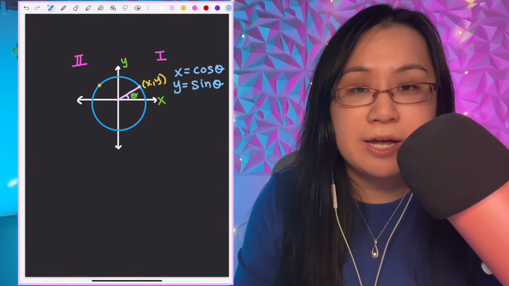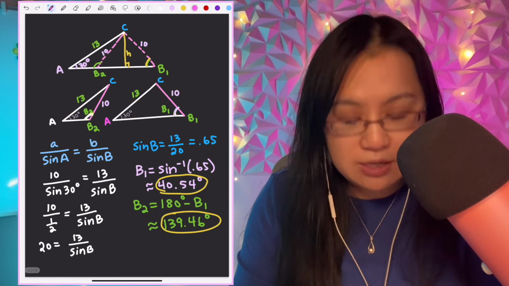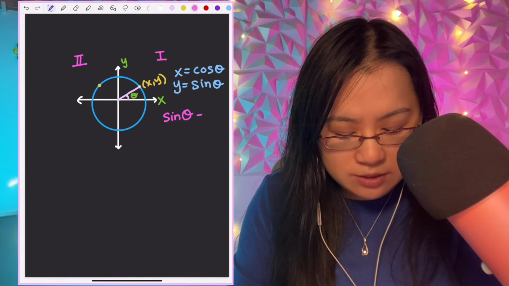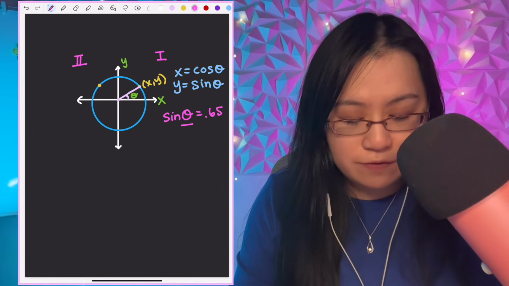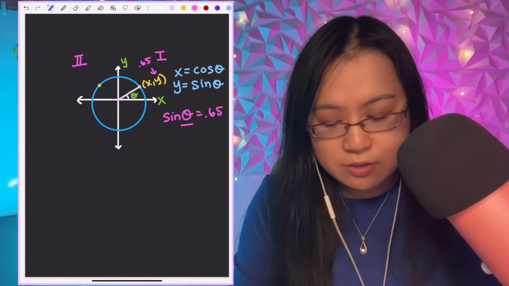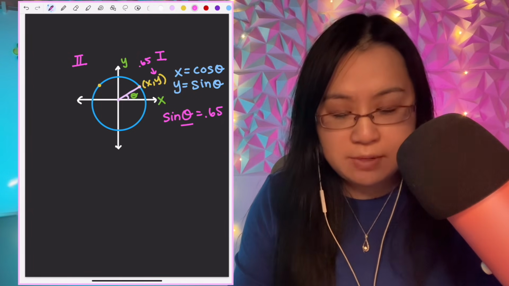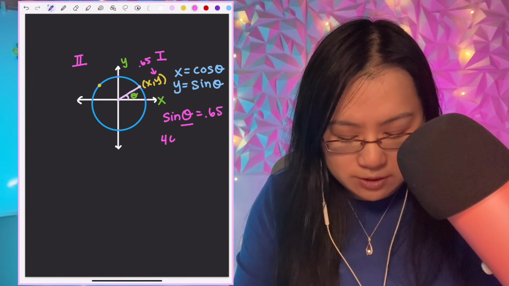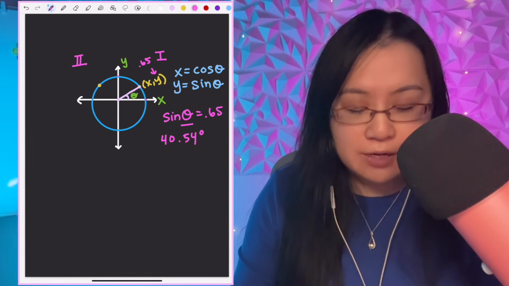So before, after we did the sine law and we said sine of b is 0.65, we're basically looking at sine of theta is 0.65, meaning we want the y coordinate of this point to be 0.65. So this part is 0.65. So when we do inverse sine, we get a value in quadrant 1, meaning where the angle is between 0 and 90 degrees. And in that case, we got 40.54 degrees, right? So that's our quadrant 1 value.